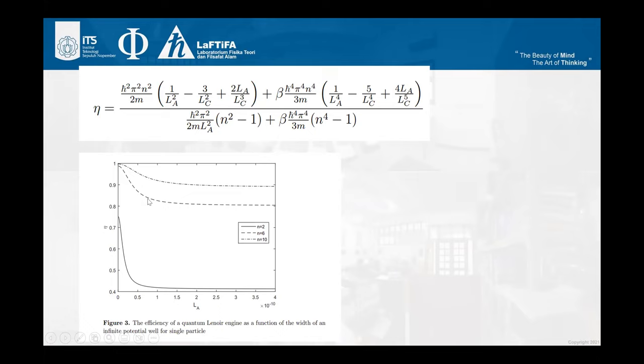the efficiency versus the initial width of the potential well. As we know, the efficiency tends to a constant value at large L, but at the small size of the width of the potential well, the efficiency tends to a maximum value, so we can conclude that the existence of a minimal length can increase the efficiency of the engine.